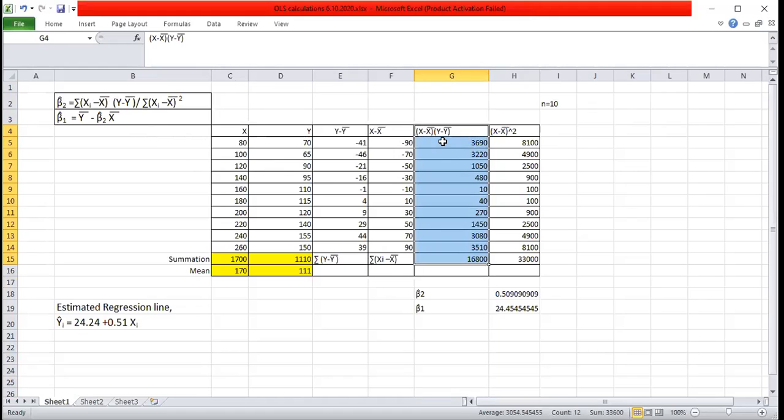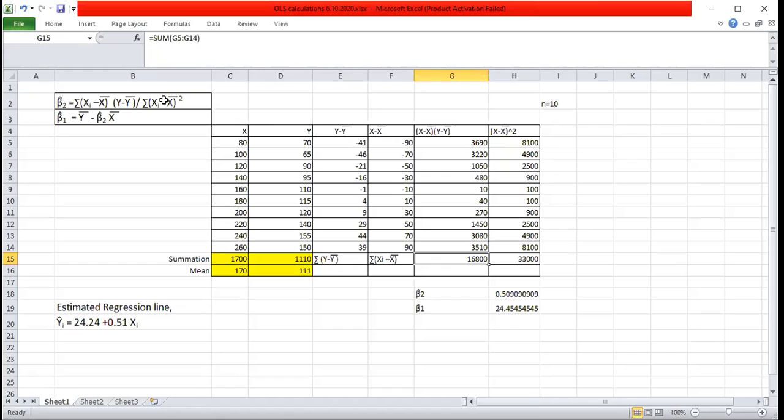Okay, so we added, if you see here, E5 times F5, E6 times F6, E7 times F7. That means you are multiplying these two columns, and then you are getting all the products, and then you add. This is the summation of all these values, summation G5 to G14. So that is that value: summation xi minus x bar times yi minus y bar.